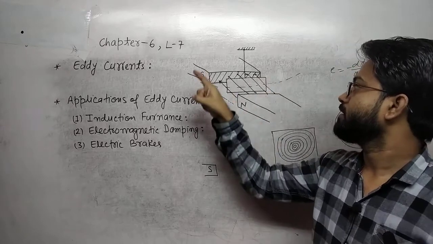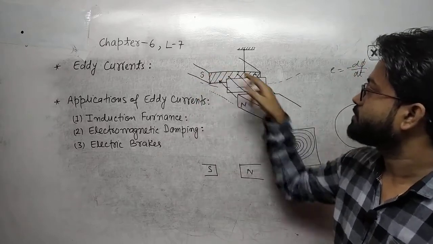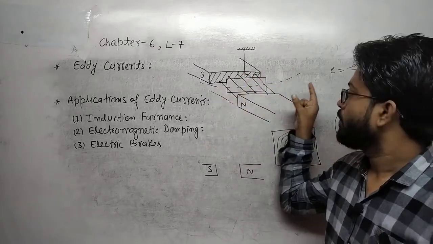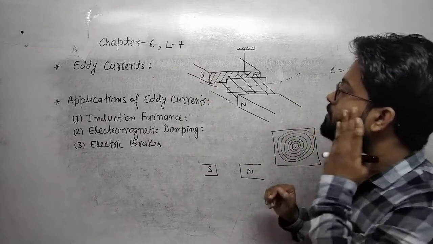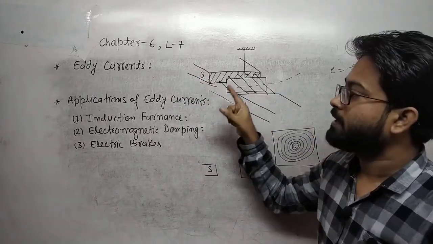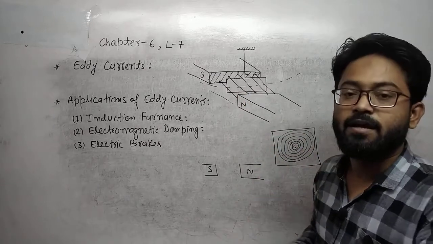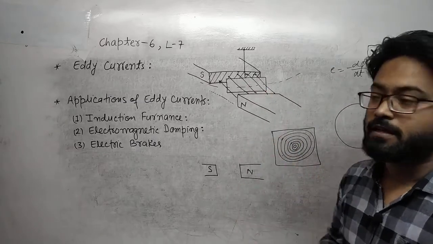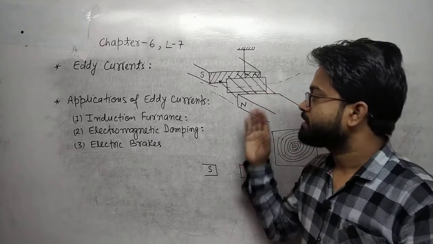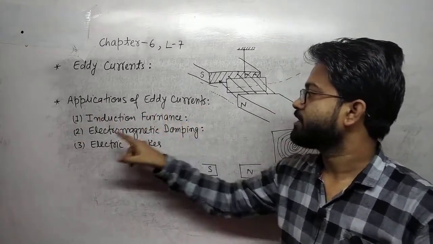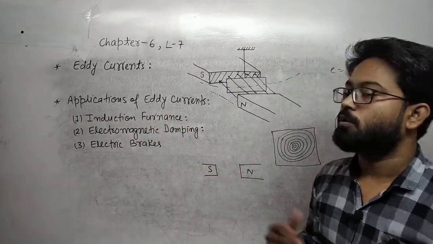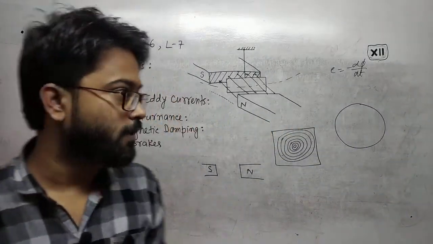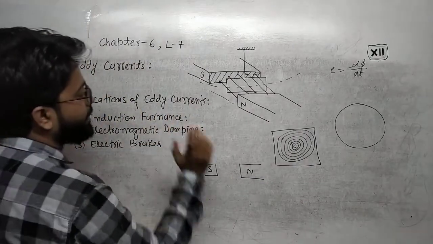When there is no magnet, this rectangular coil will swing infinitely. But when we place the bar magnet, it will dampen its oscillation. It will decrease its amplitude continuously. That means there is damping. That is also an application of eddy currents, electromagnetic damping. It is also called electromagnetic damping, and where it is used I will discuss. Okay, now applications of eddy currents.